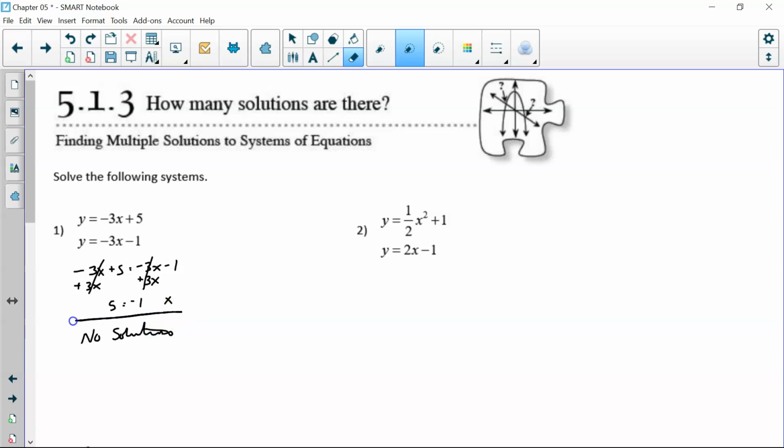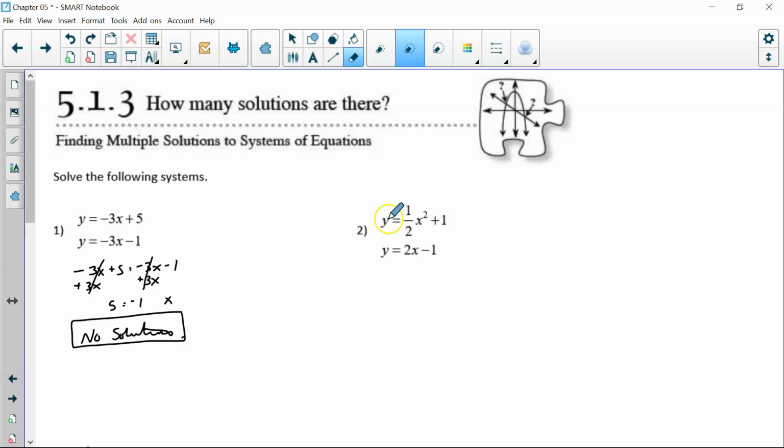Remember, when we're solving systems, we're finding out where the graphs intersect. What this is telling us is that these graphs never intersect. That's why there's no solution. There's no common point on both.